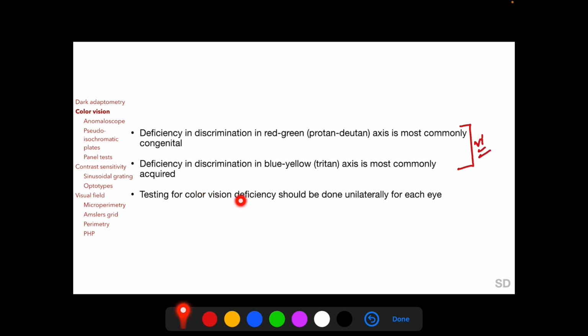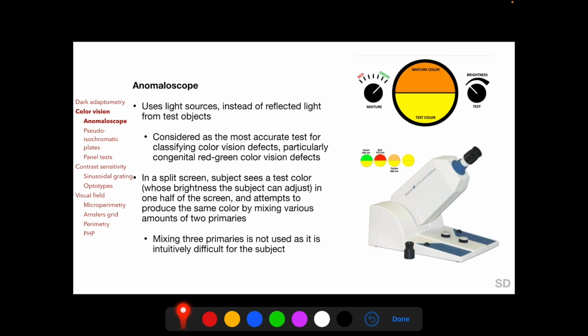Testing for color vision deficiency should be done unilaterally for each eye. Among the color vision tests, we have anomaloscope, pseudo-isochromatic plates, and panel tests. Anomaloscopes, as seen here in this photograph, use light sources, unlike pseudo-isochromatic plates and panel tests, which use reflected light from test objects instead. And because it uses light sources, anomaloscopes are considered the most accurate test for classifying color vision defects, particularly congenital red-green color vision defects.